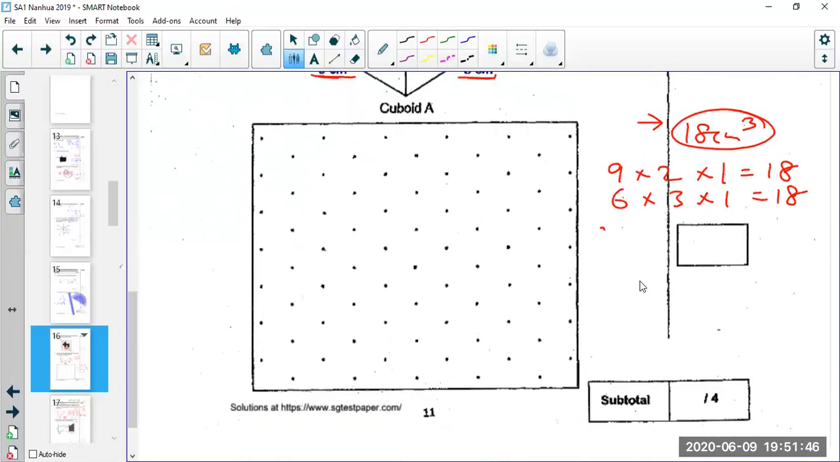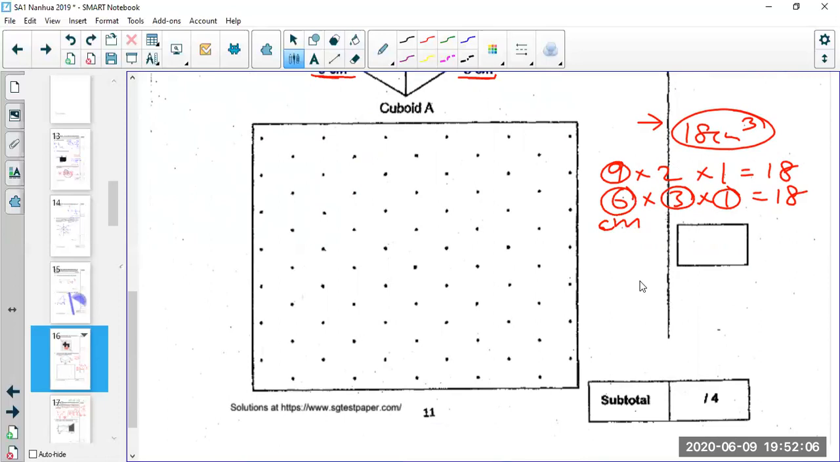So how do we draw the cuboid? Well, if you look at 9 times 2 times 1, 9 is a bit very long. 9 is the length. It's very long. You look at the drawing paper, it's not really quite big enough for you to draw. So maybe we choose 6 times 3 times 1. So what is 6? It means the length is 6.